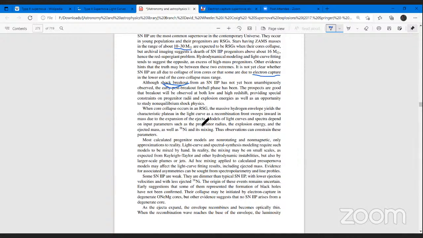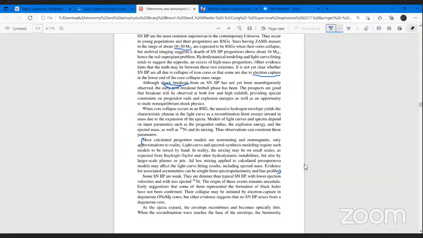Most calculated progenitor models are non-rotating and non-magnetic, only approximations to reality. The light curve and spectral synthesis modeling requires such models to be mixed by hand. In reality, the mixing may be on small scales, as expected from Rayleigh-Taylor and other hydrodynamic instabilities. Truly, I should say I didn't get this paragraph while reading, because this is some sort of mathematical analysis they are doing with the graphs they are obtaining, that is light curve and spectral synthesis. So I'm not sure. I will skip that paragraph and move to the next one.